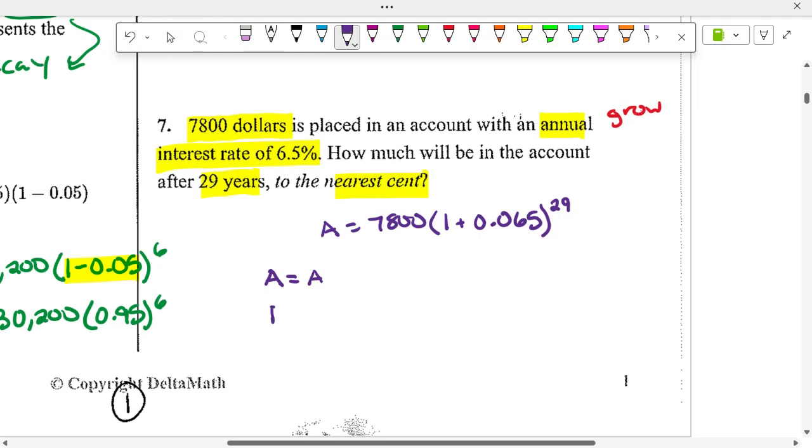Wait, do we just keep the A the A? Yeah, that's what I would do.